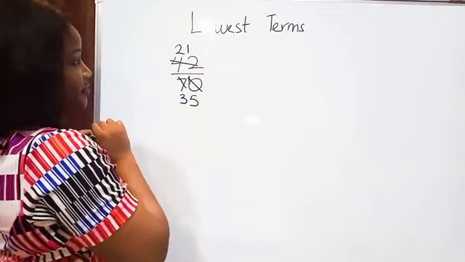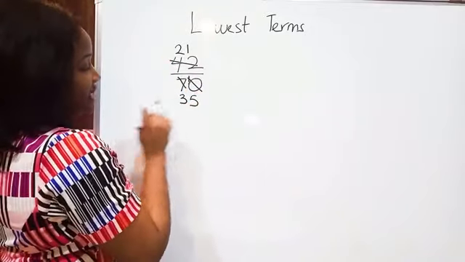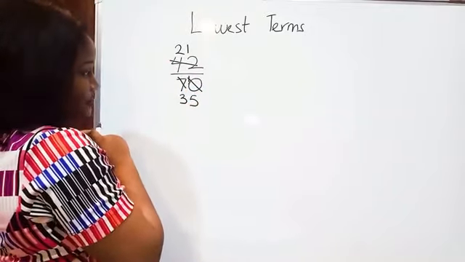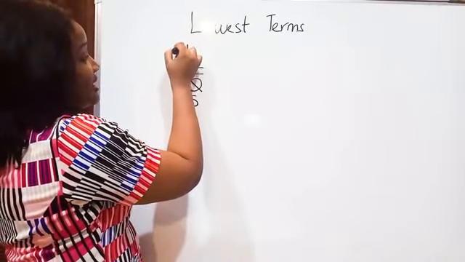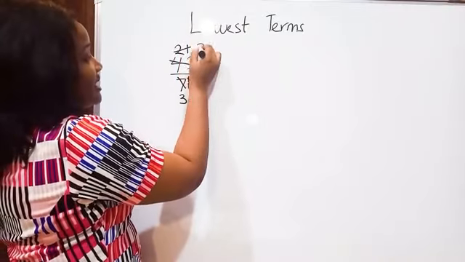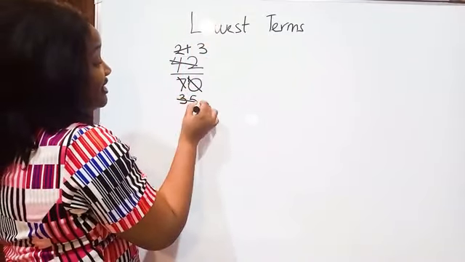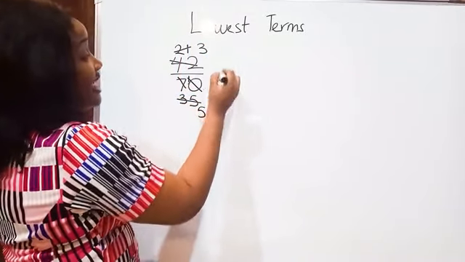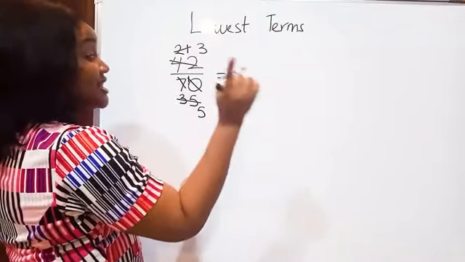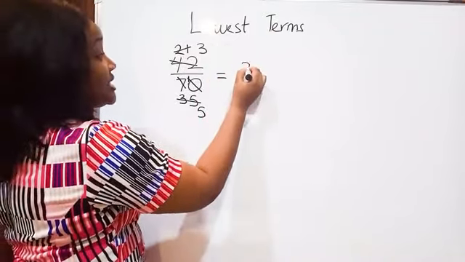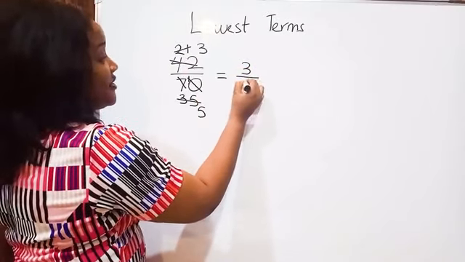Now looking at 21 and 35, what's their common factor? 7. So you divide 21 by 7, you have 3. And you divide 35 by 7, you have 5. And so, my dear friends, 42 over 70, its lowest or simplest term is 3 over 5.